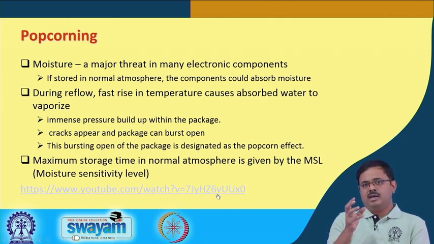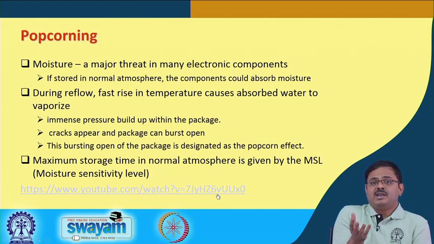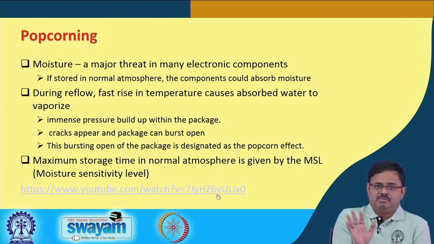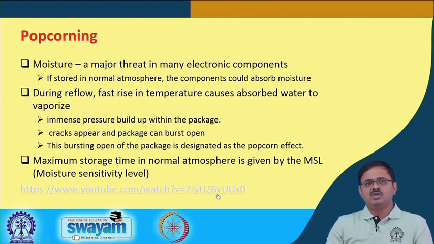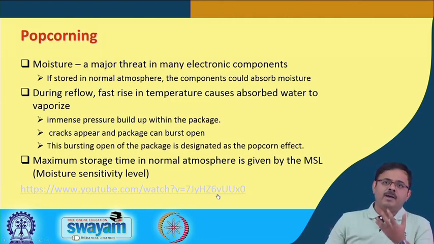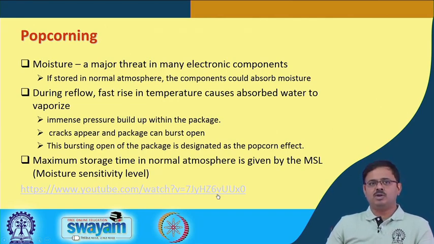So, popcorning, and every material actually absorbs moisture, all right. We cannot do anything, especially plastic, they absorb more moisture, ceramics absorb less moisture, that is where hermetic sealing and etcetera come into picture, but they are also more expensive. So, mostly for consumer electronics, these components will absorb moisture when subjected to certain atmospheric conditions, all right. So, moisture is a major threat. Now, let us say I have some components even at the manufacturing stage itself, and it is stored in normal atmosphere. So, it could absorb moisture.